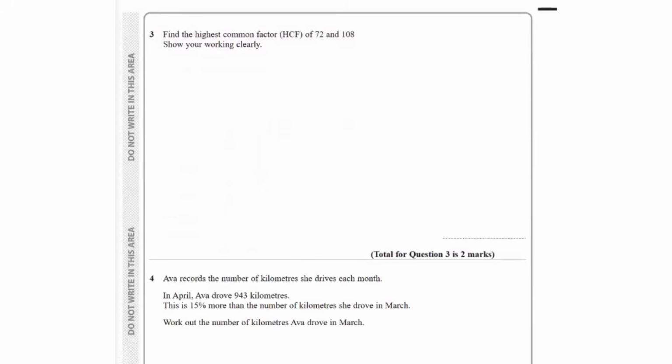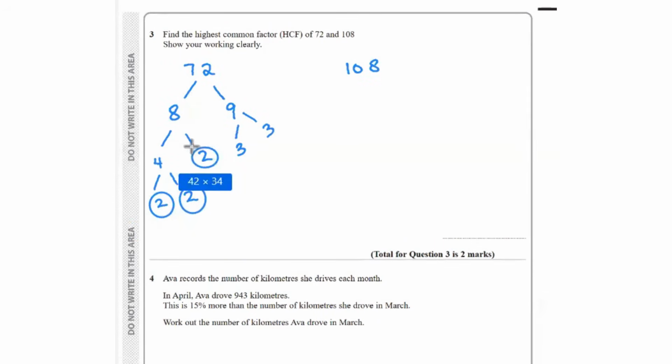Question 3 says find the highest common factor of 72 and 108. So let's prime factorize 72 and 108. 72 is 8 times 9. 8 is 4 times 2. And 4 is 2 times 2. 9 is 3 times 3. So if you notice, these are our prime factors. We can't further break these down.